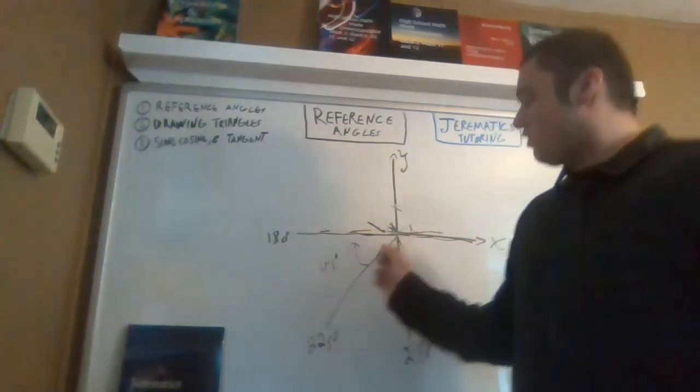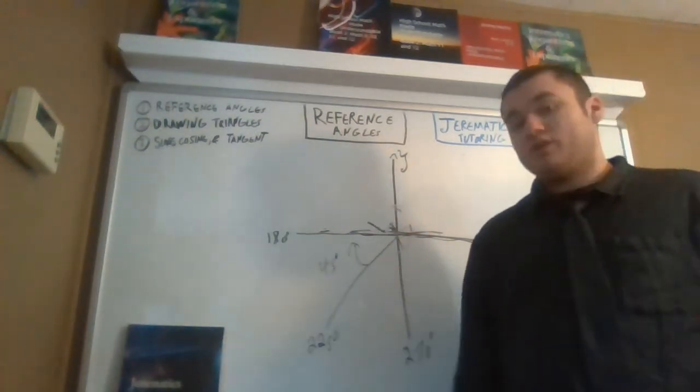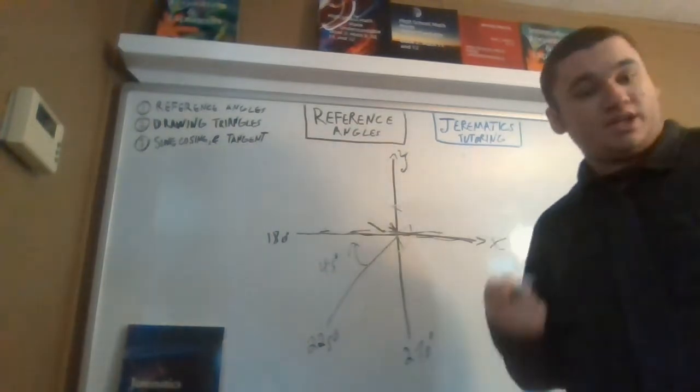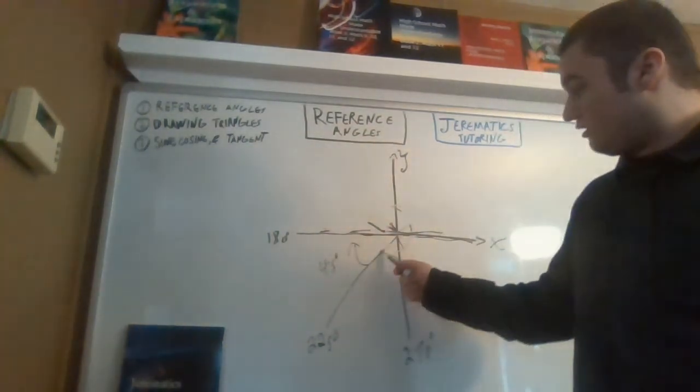And as you can see, it's always the angle that your terminal arm forms with the x-axis. That's really another way to look at it, because it's the terminal arm that decides your reference angle. It all depends on where the terminal arm is, which is this little line over here.